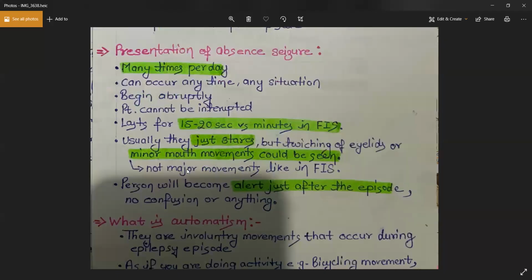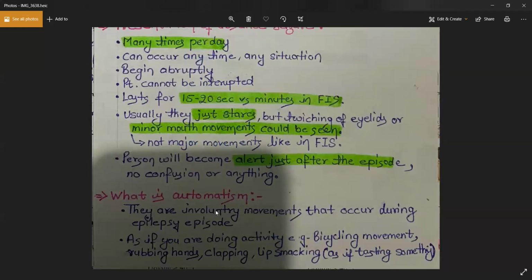What are the automatisms? These are just the involuntary movements that happen with the patient at the time of epilepsy. As if you're doing some kind of activity like bicycling, rubbing hands, clapping, lip smacking, grunting sound, anything could be there. Sniffling. Okay, anything along with the epilepsy is called automatism, right? Automatism is seen with the partial seizures, not with the generalized seizures.